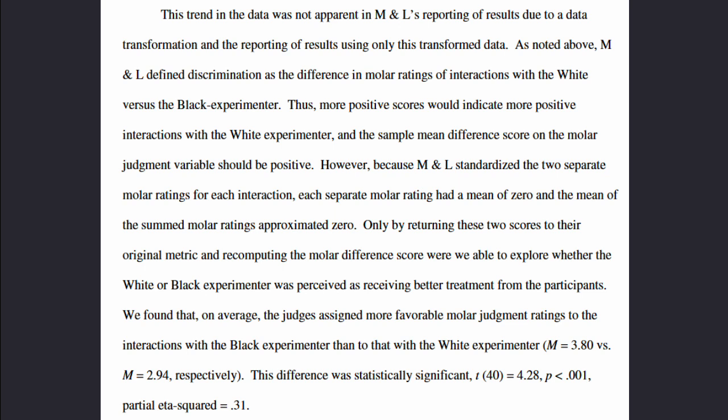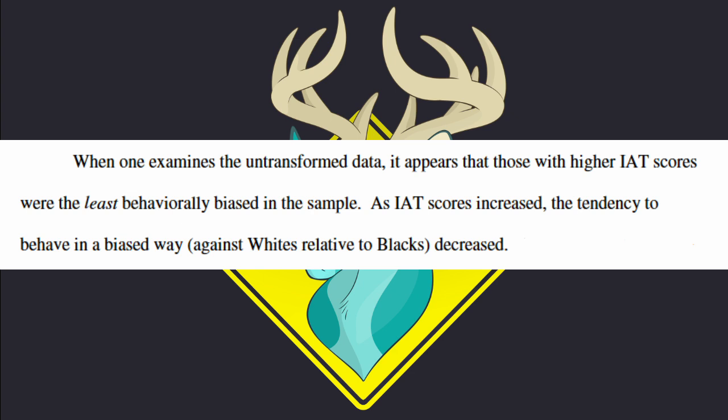We found that, on average, the judges assigned more favorable molar judgment ratings to the interactions with the black experimenter than that with the white experimenter, M = 3.8 versus M = 2.94 respectively. This difference was statistically significant. When one examines the untransformed data, it appears that those with high IAT scores were the least behaviorally biased in the sample. As IAT scores increased, the tendency to behave in a biased way against whites relative to blacks decreased."